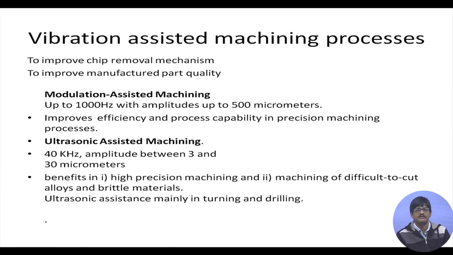However, this is not exactly the machining. In ultrasonic assisted machining, the frequency can go up to 40 kilohertz, and the amplitudes are much lower, generally between 3 to 30 microns. It helps in high precision machining and machining of difficult to cut alloys and brittle materials. Generally, ultrasonic assistance is used in turning and drilling.